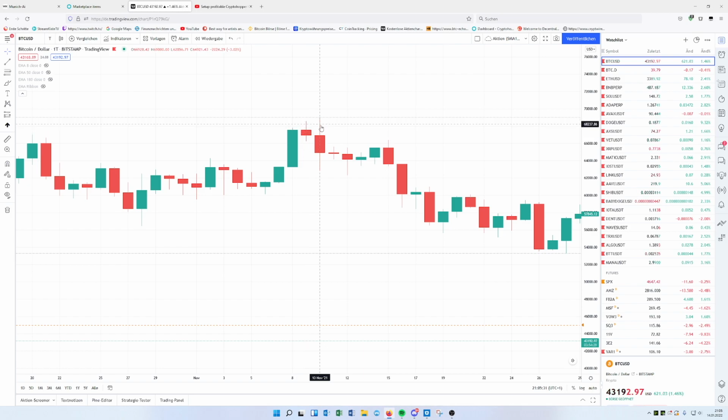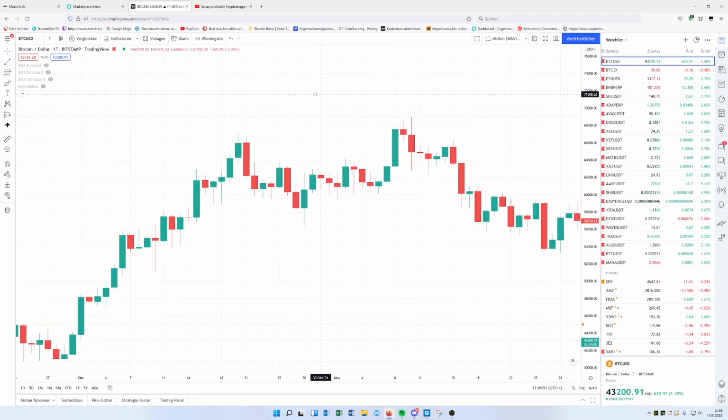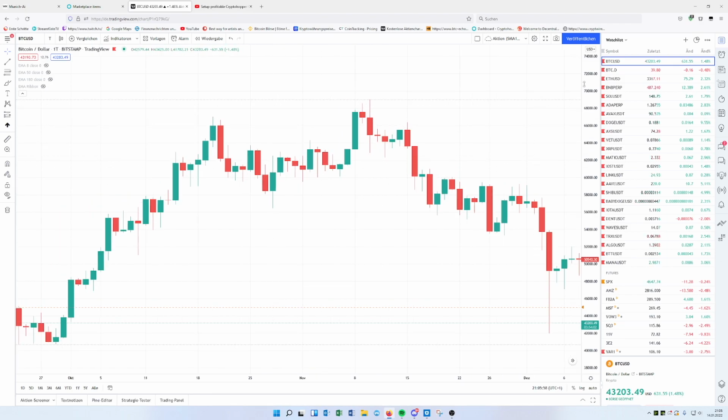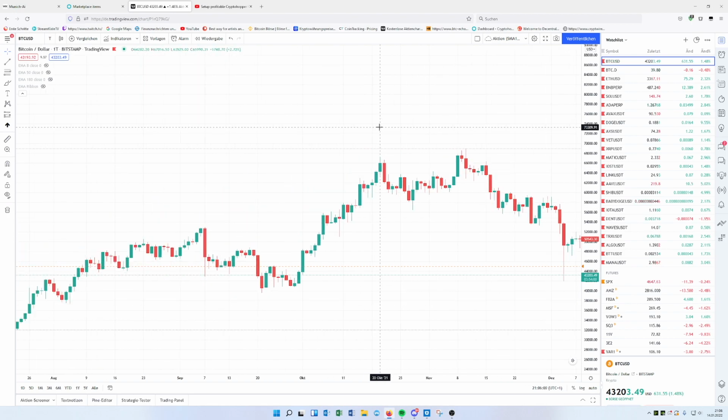The wicks just show that there was a peak, but it went down again. And here as well, I hope you can see it well on the video. There was a low here, but it went up a bit again. But still, it was a minus day, so that's why it's red. Basically, that's all you need to know about the candles. Pretty easy, right? If you understand this, or just watch this part again, it's really simple to understand.